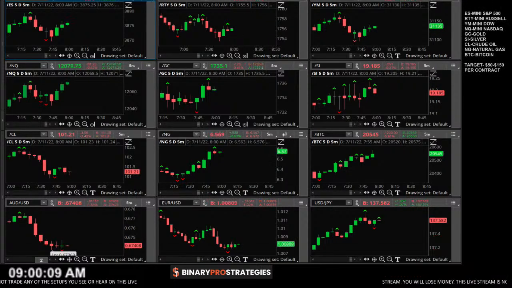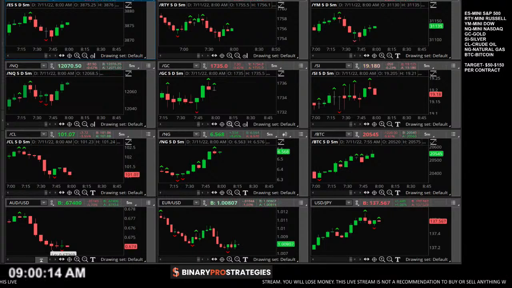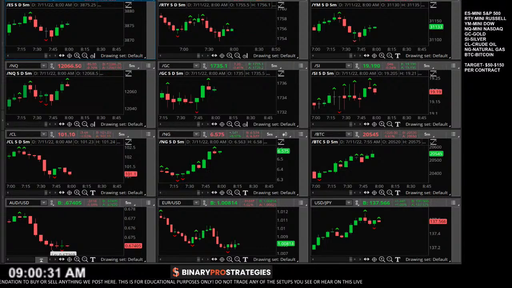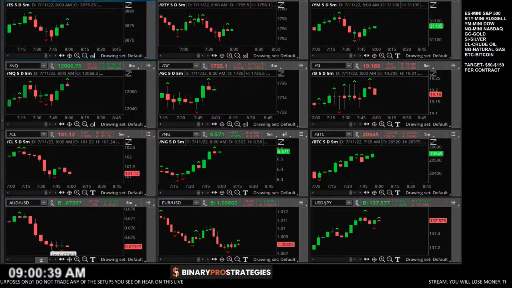If you look on the top right-hand corner, you're going to see that we're going to be looking at the ES, which is the E-mini S&P 500. We're going to be looking at RTY, the mini Russell, YM for the mini Dow, and NQ for the mini NASDAQ. We'll be looking also at gold, GC, silver, SI, CL for crude, NG for natural gas, and BTC for Bitcoin. On the Forex side, we'll be looking at the Aussie US, Euro US, and the US yen.